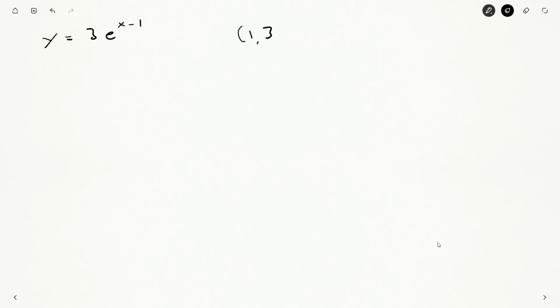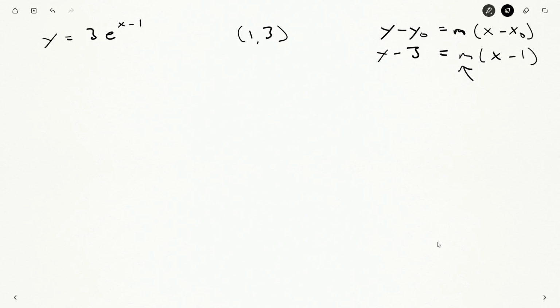So we have y equals 3e to the x minus 1. I have a point. So point-slope form is y minus a y coordinate equals the slope times x minus the corresponding x coordinate. So it's really easy to start filling this in. y minus 3 equals m times x minus 1. I just need the slope. How do we get slope?